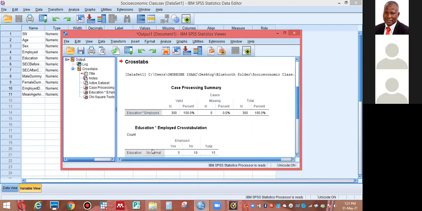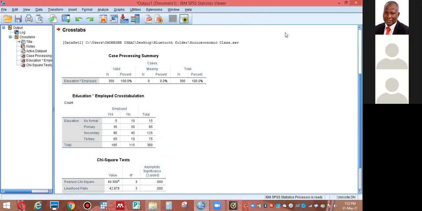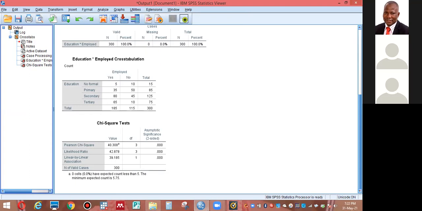So enlarge the results, you can see. Scroll down, let's see it very well. Scroll the table down, the chi-square. You will see the same table I showed, that's what you have there: casino, formal, primary, secondary, tertiary. And you will see the Pearson chi-square with the degree of freedom 3. Because if you look at it, the number of rows is 4, the number of columns is 2. So 4 minus 1 times 2 minus 1, making 3. That's why the degree of freedom is 3 for normal chi-square.